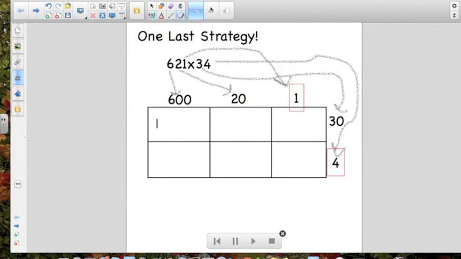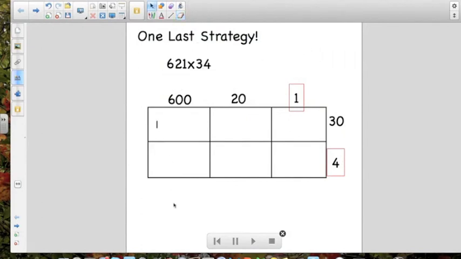Then we're going to get 6 different partial products in each of the squares when we multiply them out, and then add them back together. So the first one, 600 times 30, use what you know about 6 times 3. So 600 times 30 is 18,000. 20 times 30, 600. And 30 times 1 is 30. Moving down to multiply by 4. 4 times 600 is 2,400. And 4 times 20 is 80. 4 times 1 is 4.